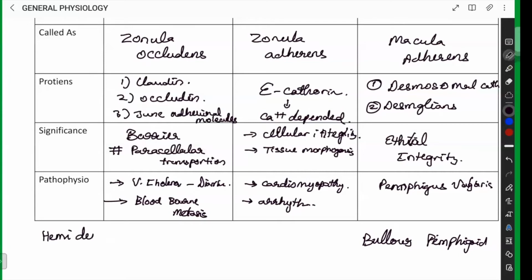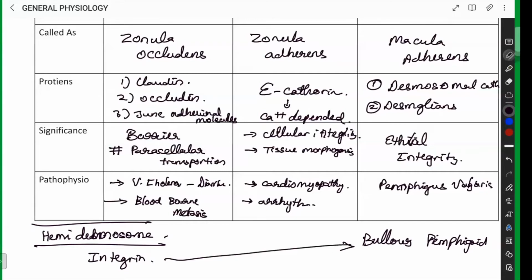You have seen desmosome. What is hemidesmosome? That is going to connect with the basement membrane. Who is going to be connecting the cell with the basement membrane? Integrin. So it is going to be connecting with the basal lamina. So when there is damage to this integrin, it is going to cause bullous pemphigoid.